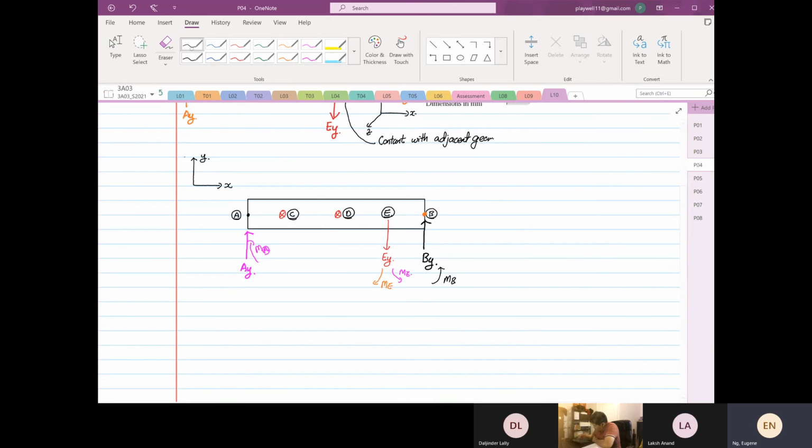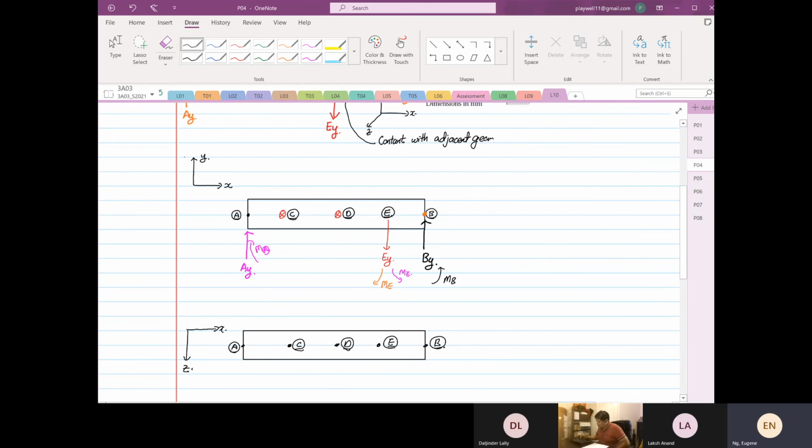Then the next thing we are going to view from the X, Z direction. We are going to view from the plan view. So again, this is our shaft. This is our point A. Over here is our point C. Over here, our point D. Over here, our point E. Then over here is our point B.